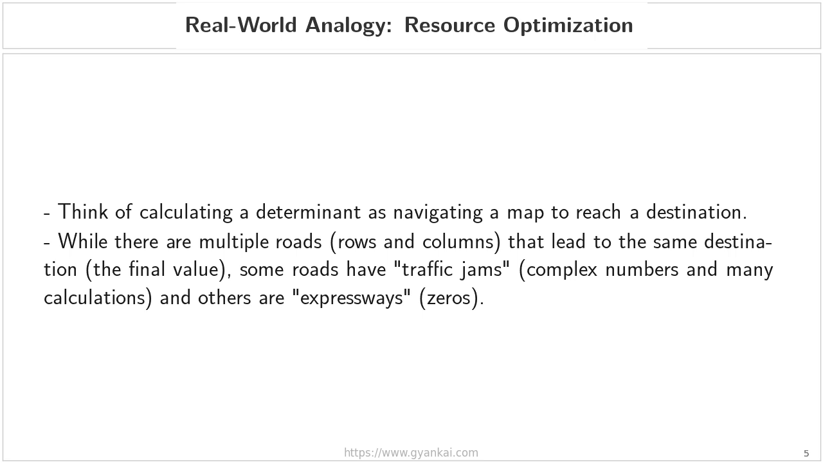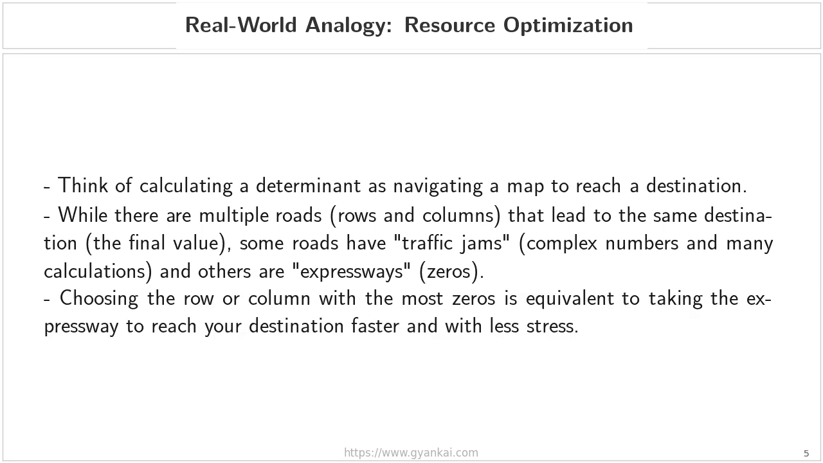Some roads are plagued by traffic jams, which represent complex numbers, large integers, and heavy, tedious calculations that slow you down. On the other hand, some roads are like expressways. These are the rows or columns containing zeros, allowing you to glide through the calculation with almost no resistance. So, when you are faced with a matrix, choosing the row or the column with the most zeros is exactly like choosing the expressway.